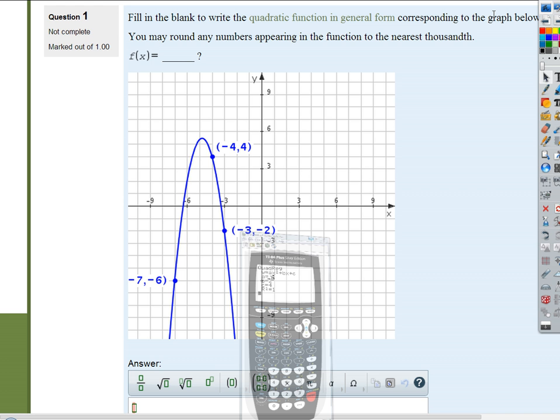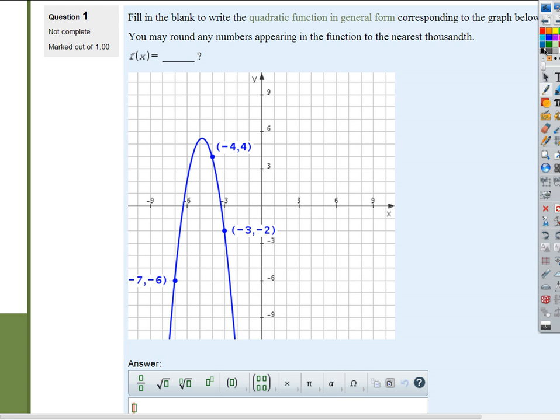Yeah, we could turn this into a linear system. So the other option would be, if we fit these to standard form, y equals ax squared plus bx plus c, or general form, whichever one you want to call it. Each of these points is going to give us back a unique linear equation for a and b and c.